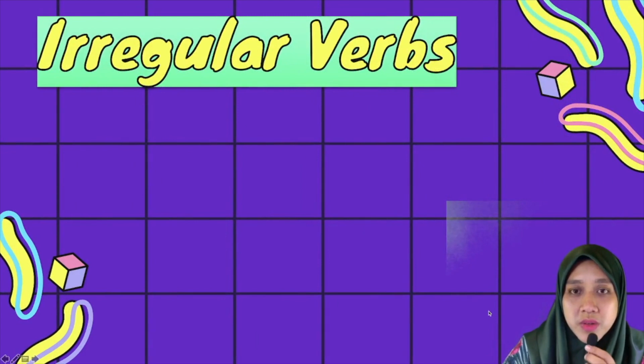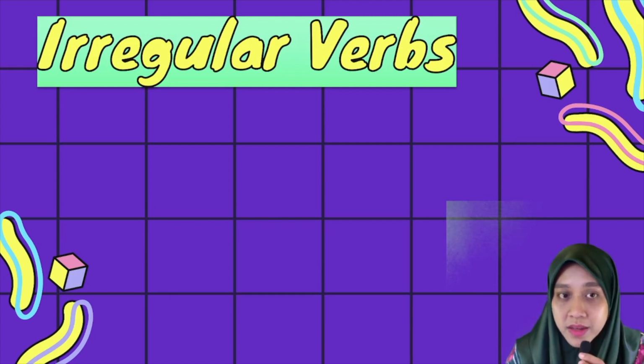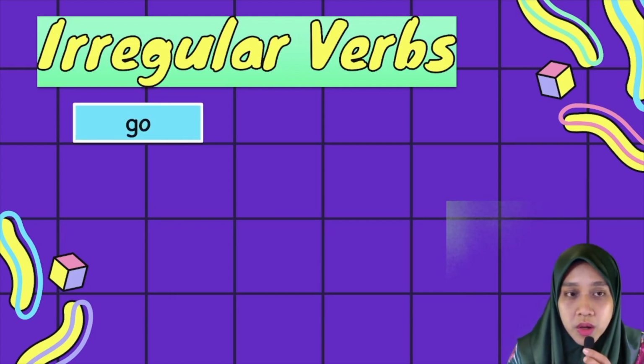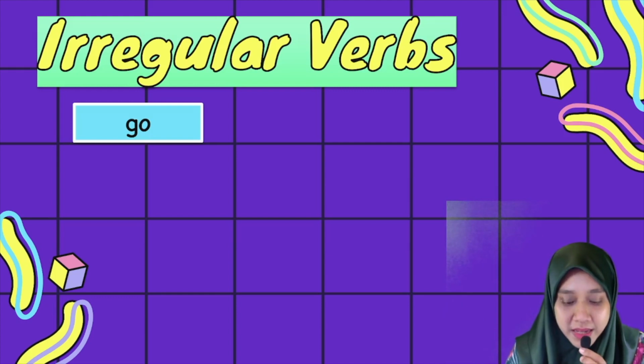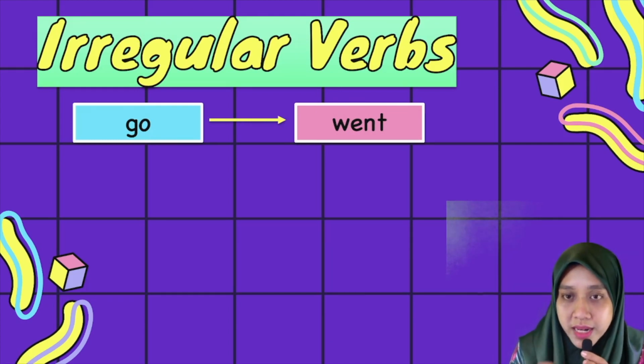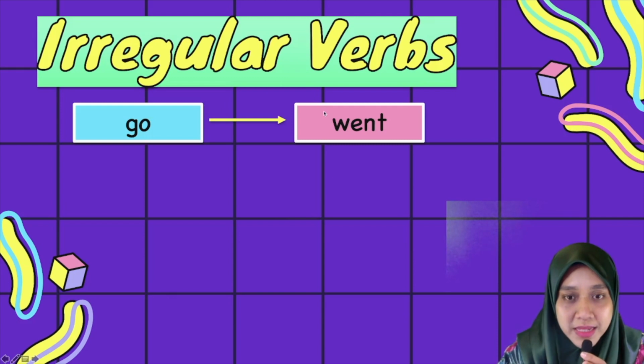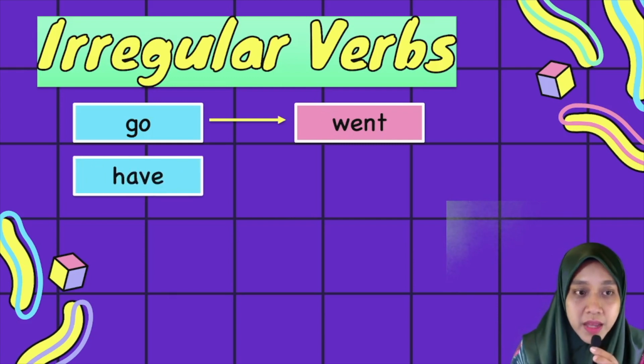Alright, so today we are going to learn more on simple past tense. We are going to learn the irregular verbs. Right? Irregular verbs are the verbs that we don't just simply add d or ed at the end of the words in order to change it to simple past. For example, the word go. Alright, when we change go to past tense, it becomes went. Alright, tak semua perkataan kita tambah d ataupun ed untuk jadikan simple past tense. For example, go, maksud dia pergi. Pergi bila tukar jadi past tense, dia jadi went.